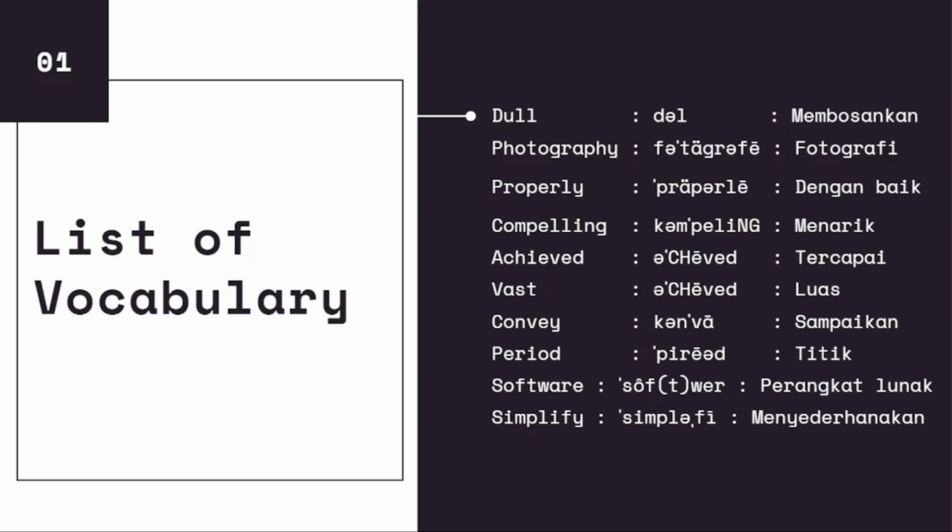This is the list of vocabulary. Dull, membosankan. Photography, fotografi. Properly, dengan baik. Compelling, menarik. Achieve, tercapai. Vast, luas. Convey, sampaikan. Period, titik. Software, perangkat lunak. Simplify, menyederhanakan.